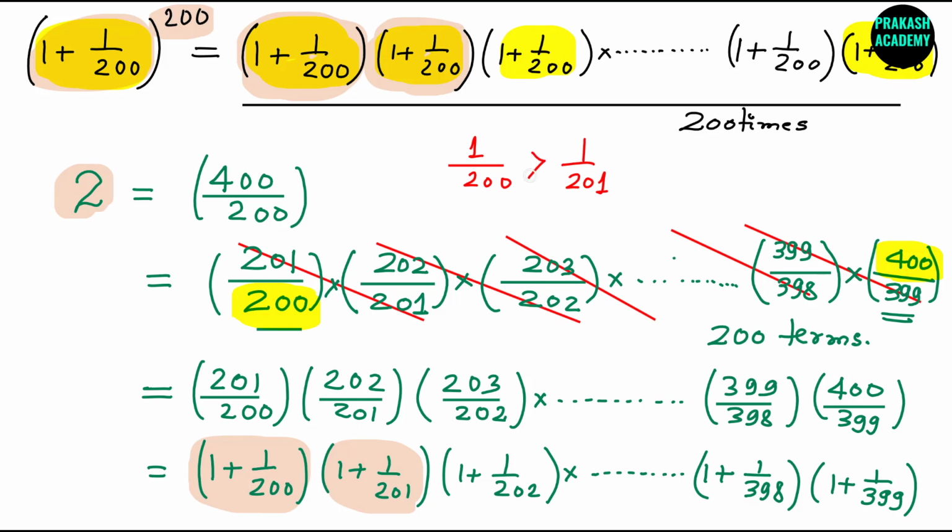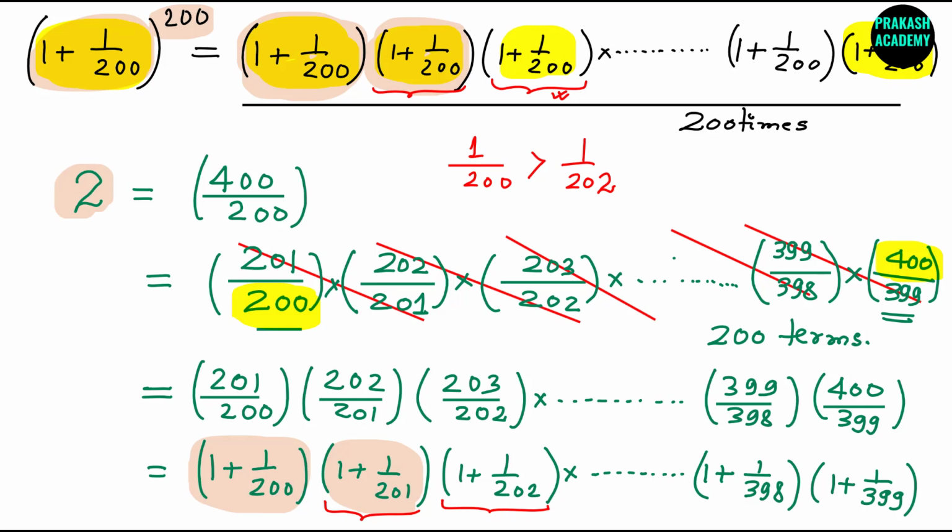Of course, 1 by 200 is a greater number because the denominator is smaller. So you are dividing by a smaller number, so this number will be a bigger number. And here you are dividing by a bigger number, so this number will be a smaller number. So this means this term is a bigger term and this term is a smaller term. Same with 1 plus 1 by 202 and 1 plus 1 by 200. Which is greater? Of course, in this case again, this term is greater because 1 by 200 is greater than 1 by 202.